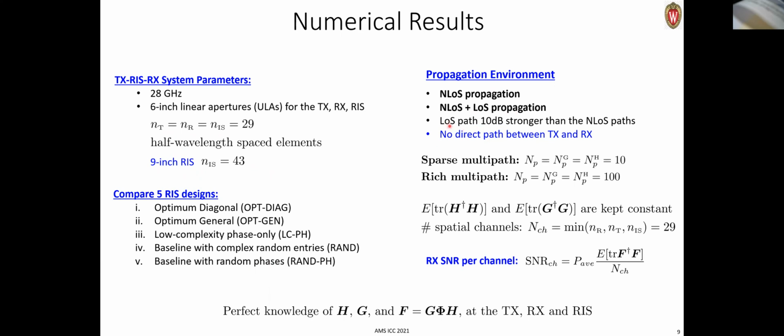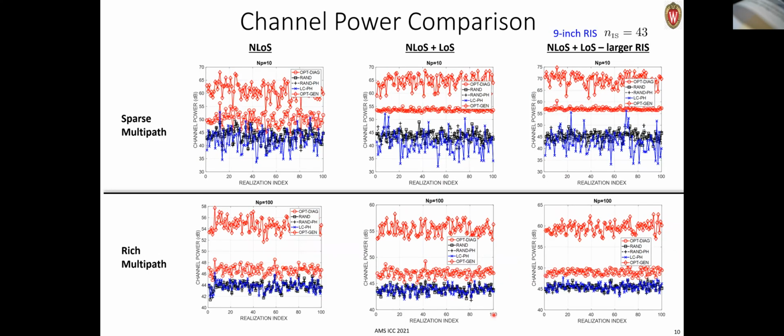In the line of sight case, the LOS path is 10 dB stronger than the other non-LOS paths. We'll consider sparse multipath with 10 paths, and rich multipath with 100 paths. The average power in the channels is going to be kept constant. And the number of spatial channels that can be established is the minimum of NT, NR, NIS, which is 29. And we'll parameterize the capacity as the average receive SNR per channel, which is P average times the expected trace divided by N channel. And we'll assume for the optimum design and the low complexity design perfect knowledge of A, G, and F at all 3 places: transmit, receive, and RIS.